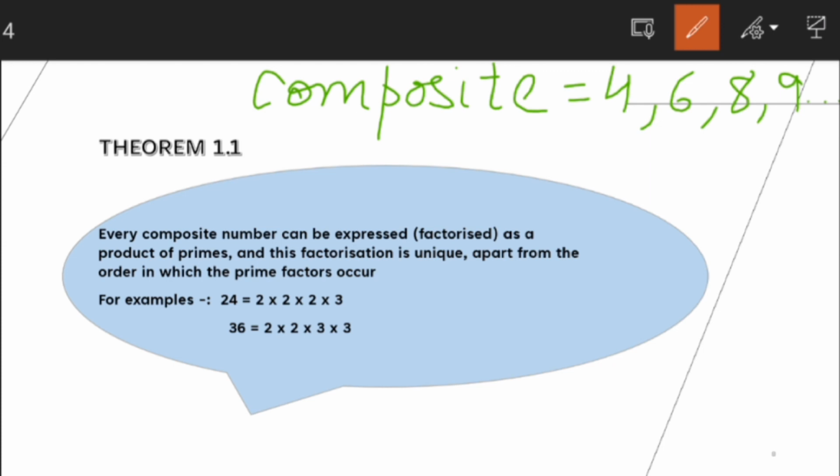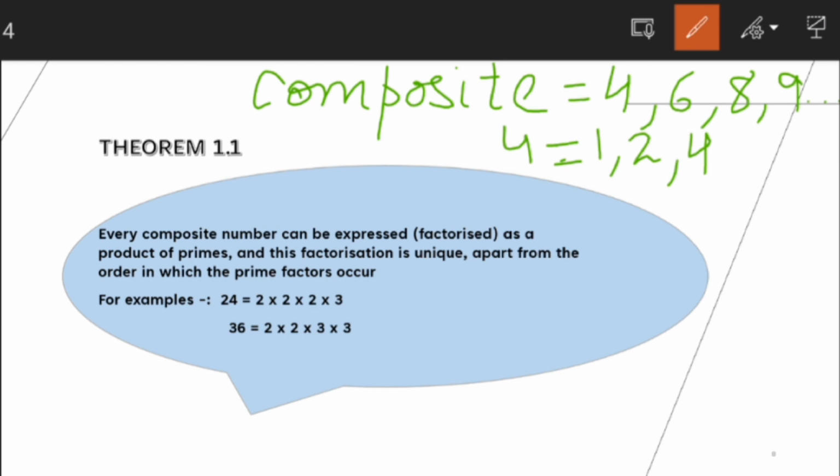You can see here 4 has factors 1, 2, and 4. A factor means a number which divides 4 completely. So 4 is completely divisible by 1, by 2, and by 4 also. So 4 has 3 factors. Similarly, 6 has 1, 2, 3, and 6 itself as factors. Every number is a factor of itself. So 6 has 4 factors, that's why it is a composite number.